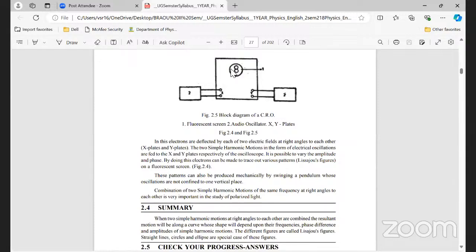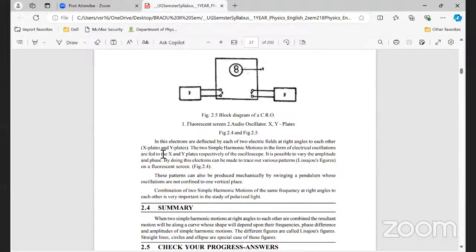This one is a fluorescent screen, and here an audio oscillator is there. And here the X and Y plates. This is the X plate and this is the Y plate, which are to be connected to this. So by changing the X and Y, that means along the X as well as the Y.